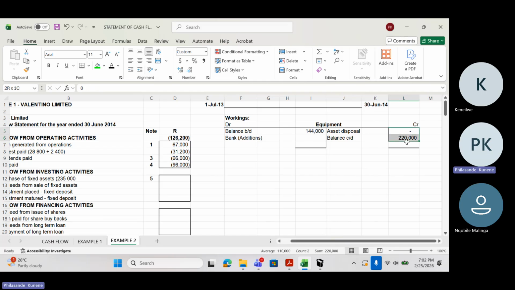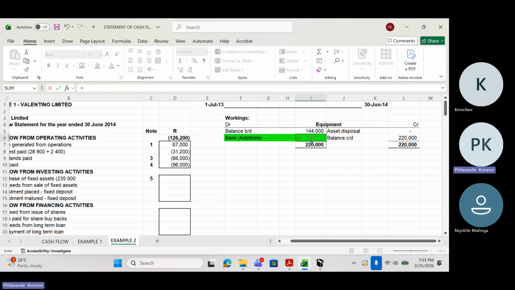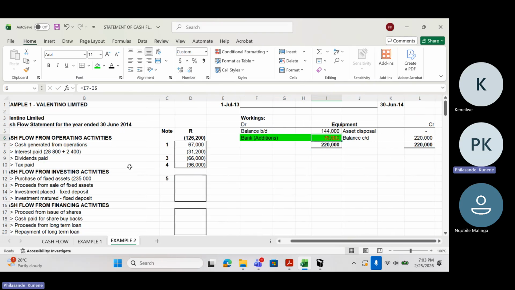And then we need to balance our account. So I'm adding my credit side, getting 220,000 rands, and then I'm going to have 220,000 rands on the debit side. Then my additions, which is the bank, that is the purchase that I've made. How much will that be? 220 minus 144,000 rands. There's 76,000 rands equipment that we purchased during the year.